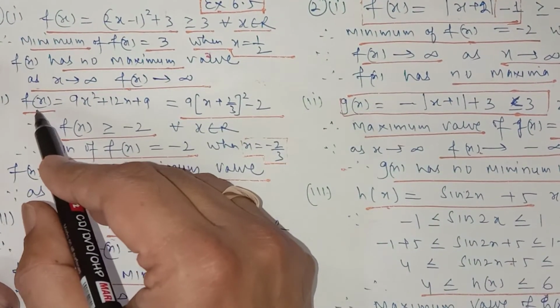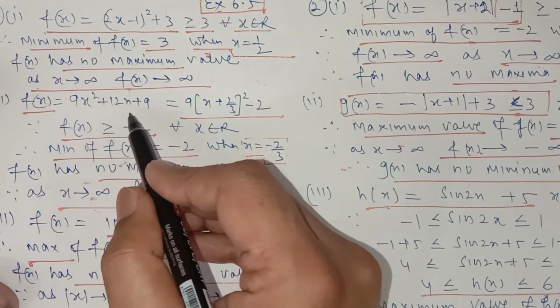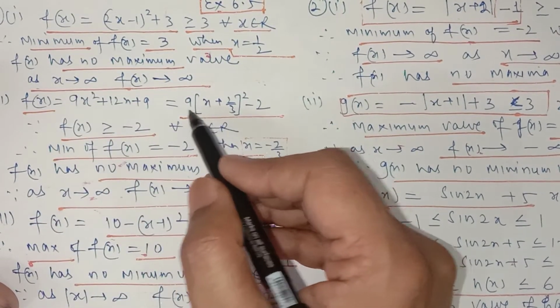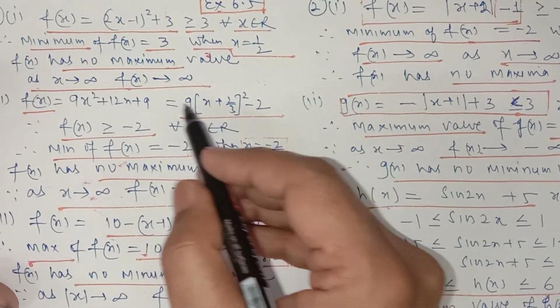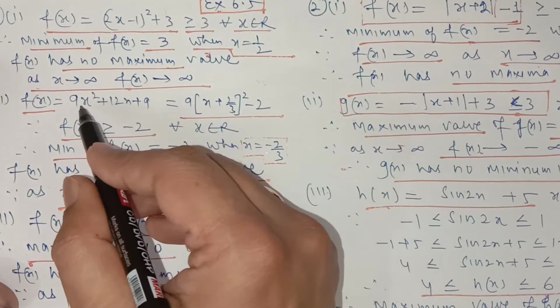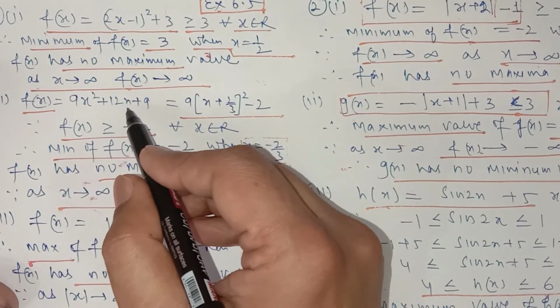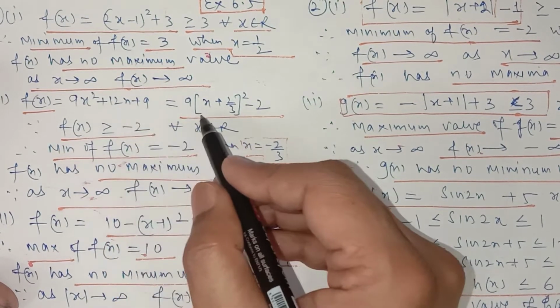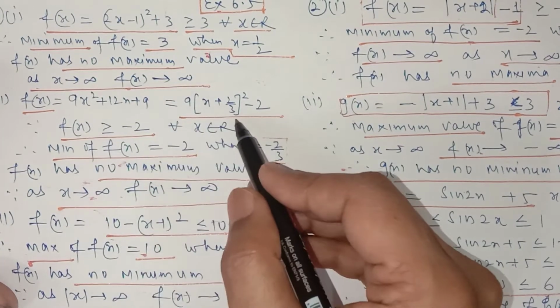Now let us take this function f(x) is equal to 9x square plus 12x plus 9. First of all, make it a perfect square. You know how to make a perfect square. Take 9 common, then add and subtract the square of half of the coefficient of x. This comes out to be this.